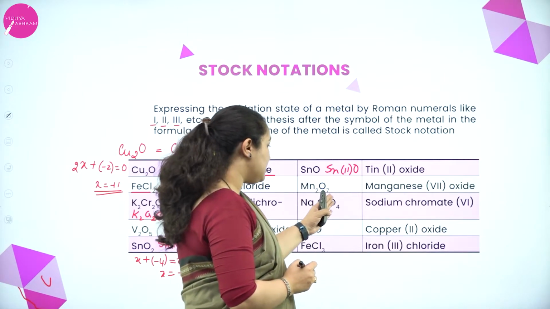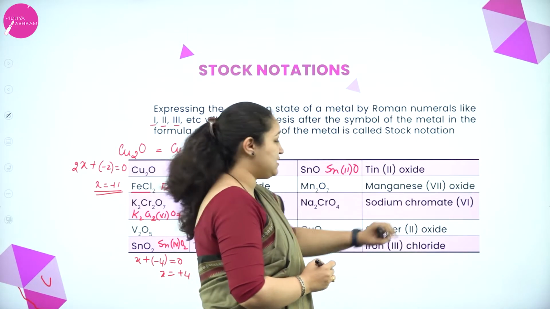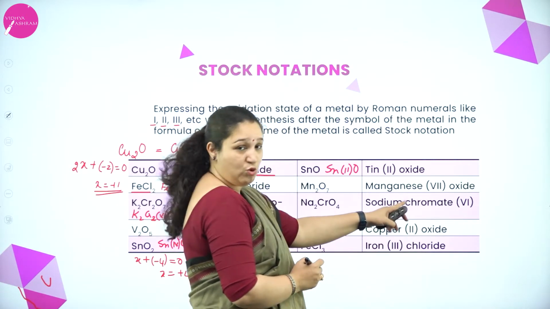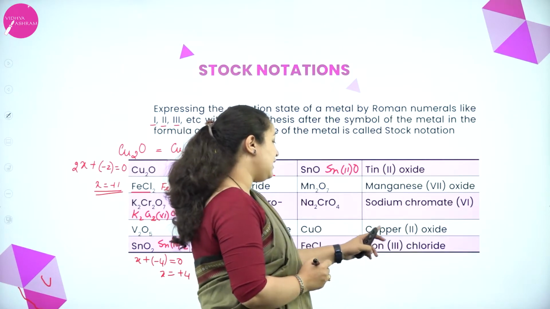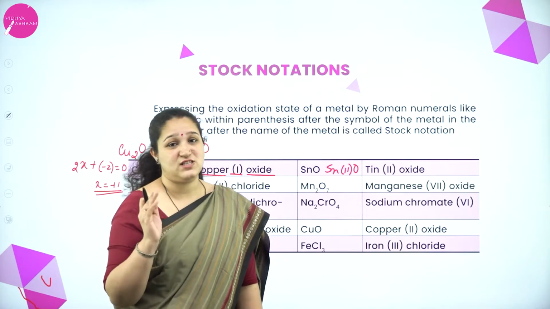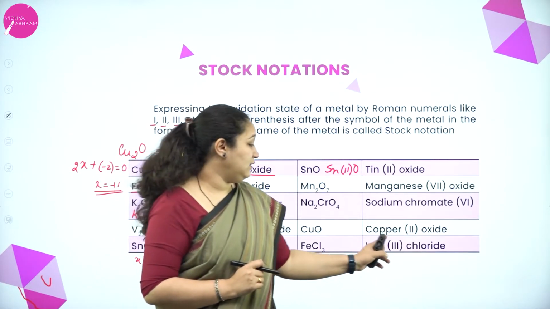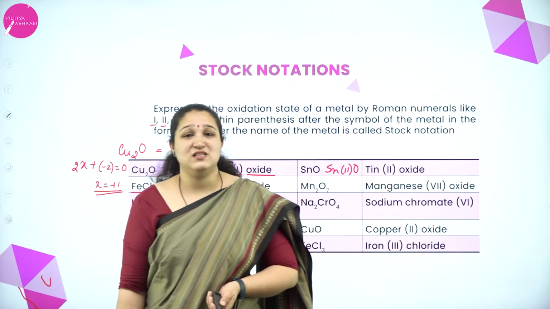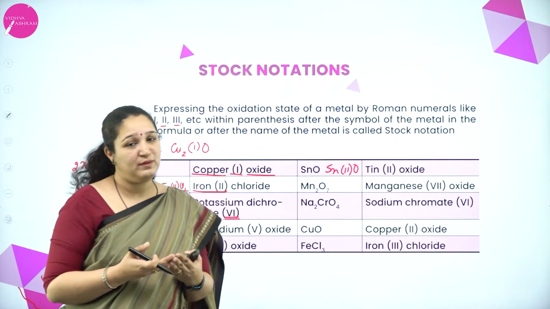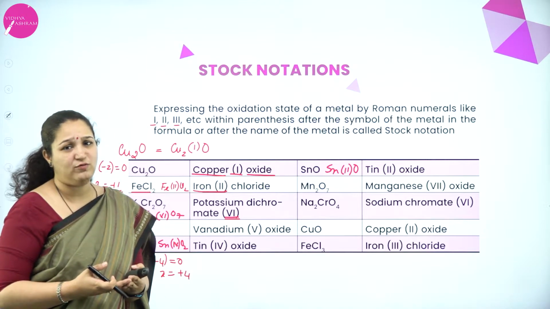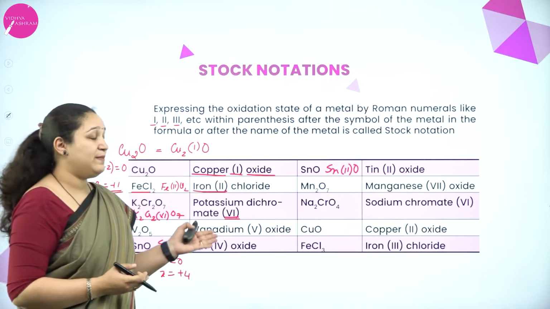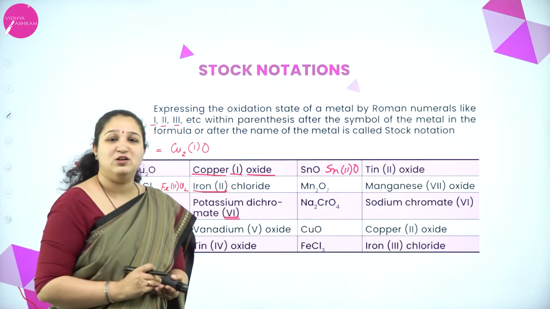Similarly, manganese oxide is in plus 7 state. Also, sodium chromate is in plus 6 state, that is chromium is in plus 6 state. Copper oxide 2 state, ferric chloride iron is in oxidation state number 3. So, iron(III) chloride. So, this is a method of writing the oxidation number of the metal in the molecular formula. Within the brackets, we write it in Roman numeral. And this method of writing, we call it as Stock notation.